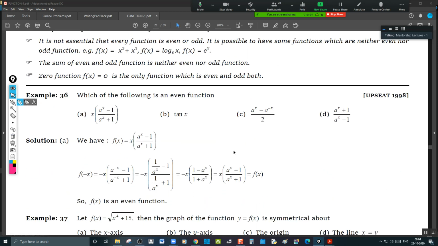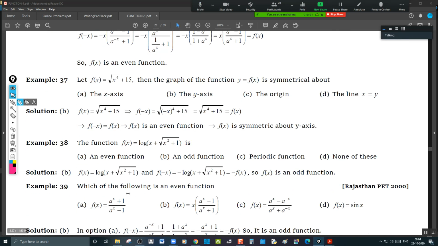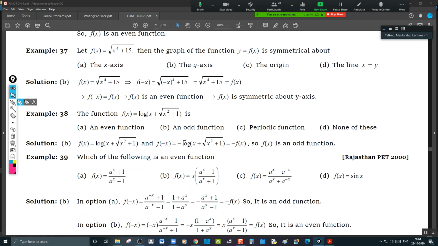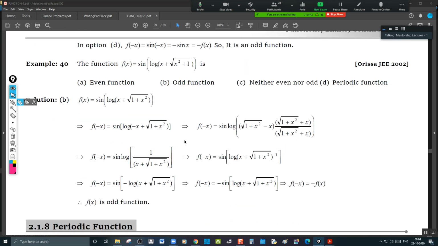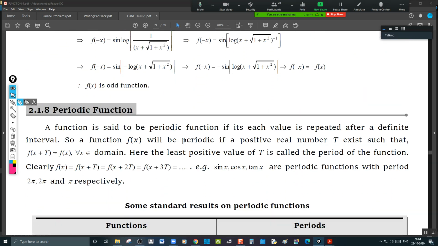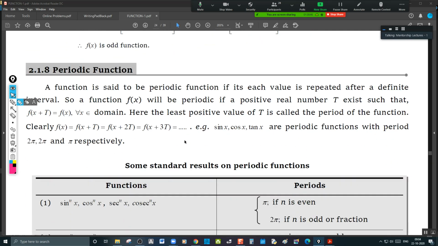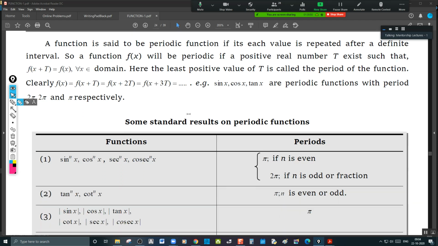These are all main level questions. If you revise your book, that is, if you take out your notebook, you will find all these questions there. And periodic function, very, very importantly. I have already explained this in the previous classes, somewhere in the matrices also. This is f of t plus x is equal to f of x, and the least positive t is called the fundamental period of the function.